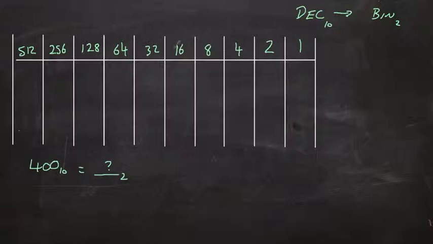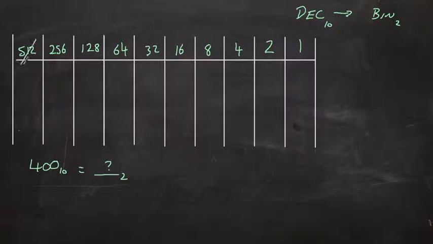1, 2, 4, 8, 16, 32. Double, double, double, double, that's right. So we know these are correct. But do we need the 512 column to represent 400? Could we ever put a 1 there? And no, we can't, because 400 is less than one lot of 512. So we could only ever put a 0 there.